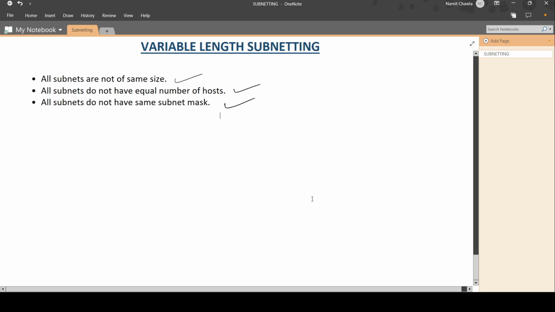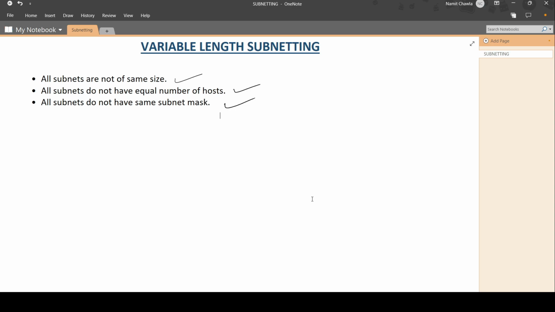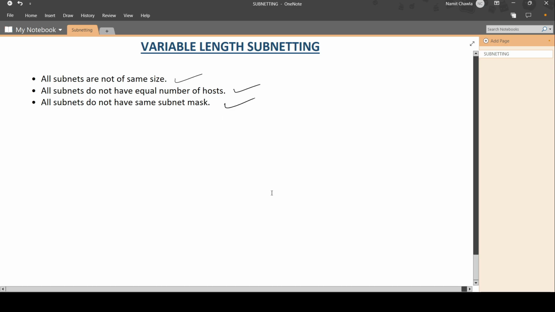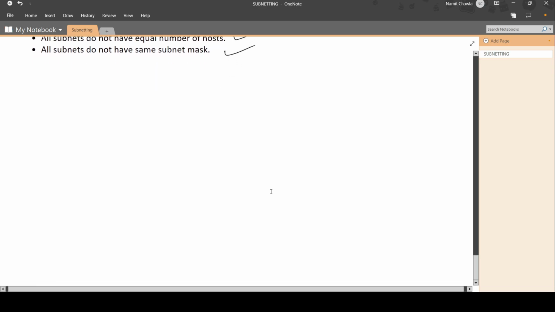Earlier, in the previous case where we were talking about fixed length subnetting, we were able to notice that we were either going to create 128 hosts per subnet or 64 hosts per subnet, and it was equal throughout the subnets. So we were not changing anything over there. But in variable length subnetting we can change everything. It is nothing but classless subnetting basically. Okay, how it is done, I'll completely show you.